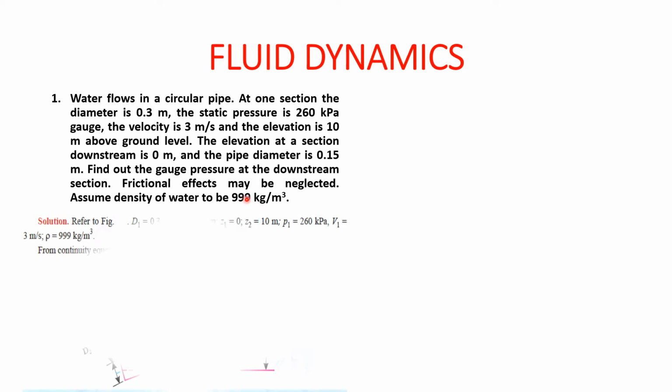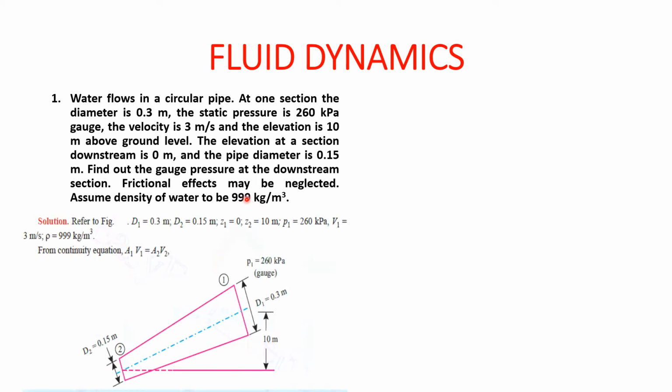So this is the given data and the diagram of the points given in our problem. Here the diameter is 0.3 meters. The second section is downstream, where the elevation is 0. The elevation of 10 meters is at the center of section 1. The elevation is 0 at section 2, so it is directly at ground level, and that diameter is 0.15 meters, and P1, the gauge pressure at inlet, is 260 kilopascals.